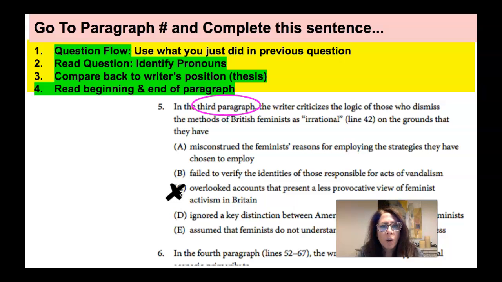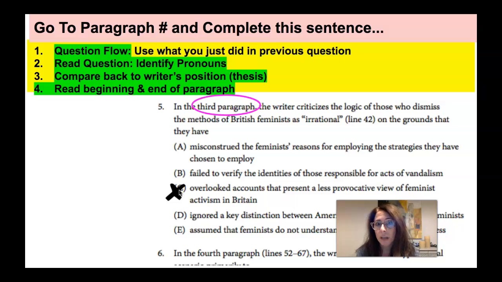So again, what is she trying to show, right? That they have misconstrued the feminist reasons for employing strategies they have chosen to employ. If I didn't understand misconstrued, construed comes from, I see the word constructed. So that's like a negative prefix, like mistake, misrepresented, miscommunicated. So, put together, right? Did not put together. Misunderstood. I'm going to substitute that word for the word I might not understand, misconstrued. They've misunderstood the feminist reasons for employing the strategies that they have chosen to employ.